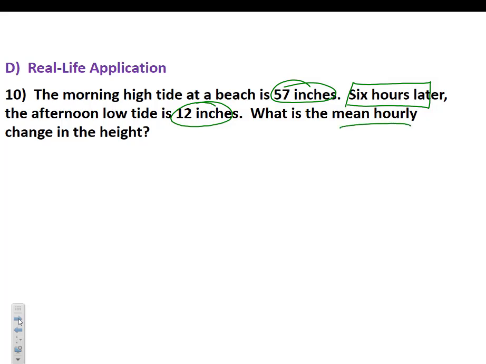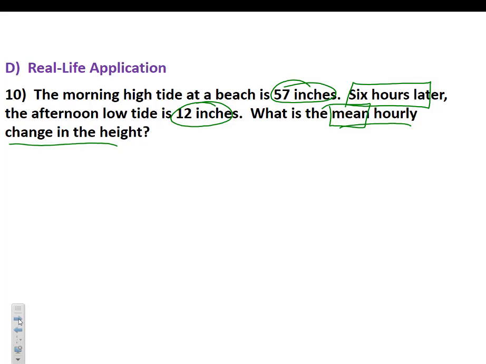So the question, the mean hourly change in the height. And this word mean is important. That's the average. And so how do we find average? We add up the number of items. We add them all up. And then we take that total and we divide it by the number of items. And that will give us the mean of the items.